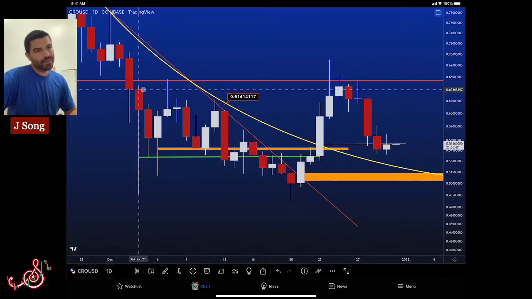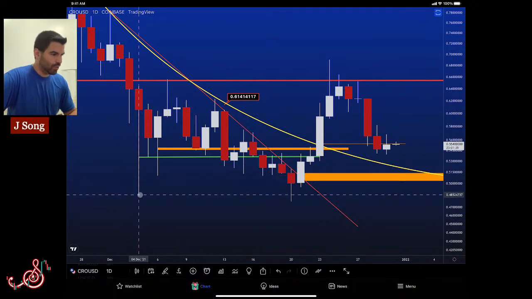So, look at this. We went down pretty far on that December 4th day, right? You went all the way down from 63 cents to 48 cents. It's huge, massive.